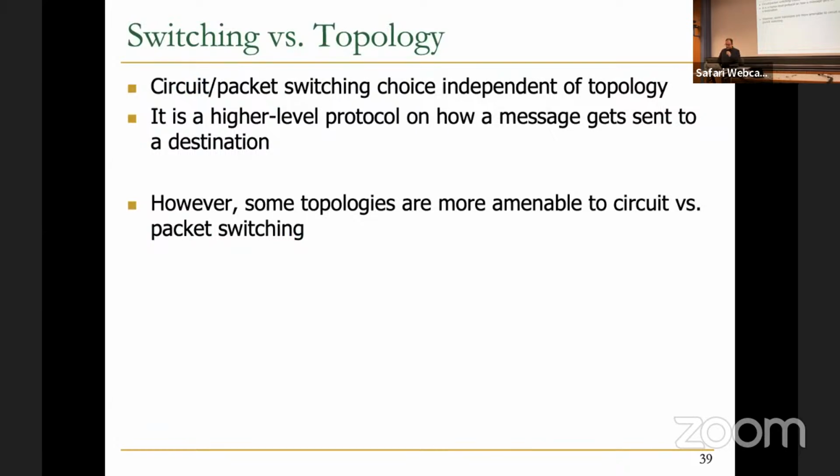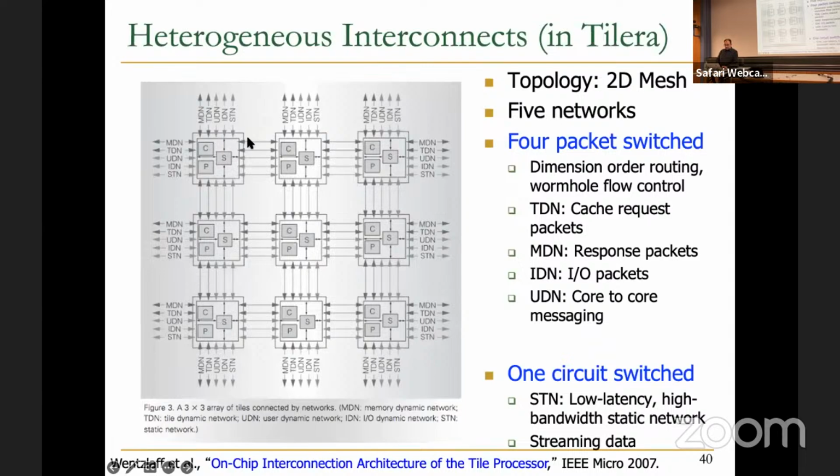So let me also quickly discuss switching versus topology. This circuit and packet switching choice is independent of topology, and it is a higher-level protocol on how a message gets sent to a destination. For any topology, like in mesh, you can have both packet switching and circuit switching. But there are also some topologies that are more amenable to circuit versus packet switching. So that's why people design different networks for that.